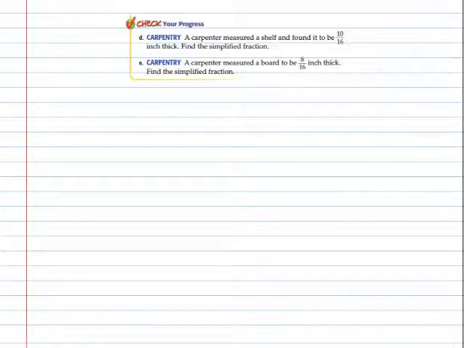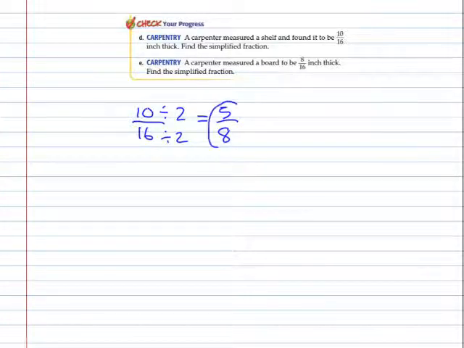A carpenter measured a shelf and found it to be 10/16 inches thick. Find the simplified fraction in this case. Both numbers have 2 as a common factor. We divide by 2, we get 5/8. 5 is prime. 8 does not have 5 as a factor, so 5/8 is your fraction in simplest form.